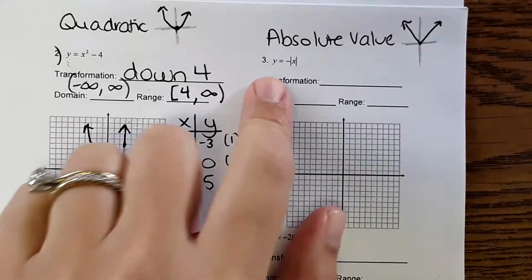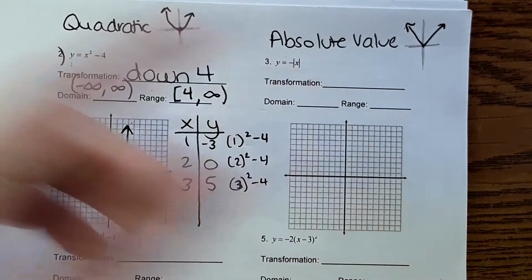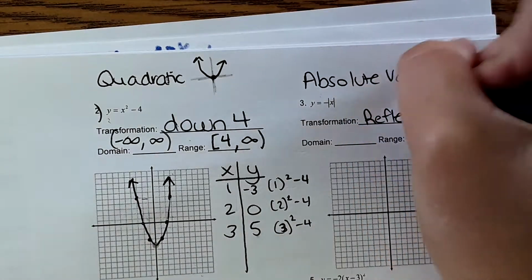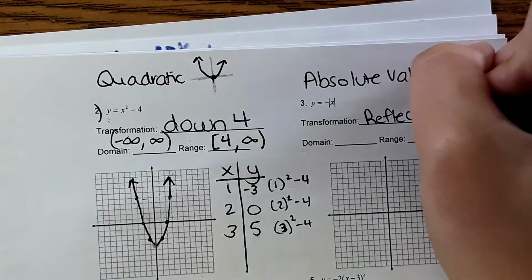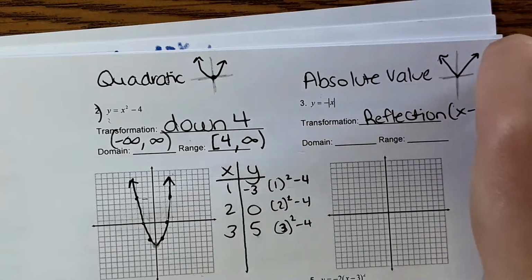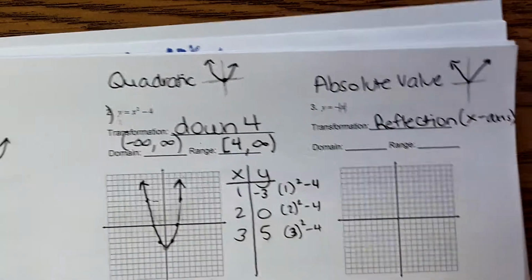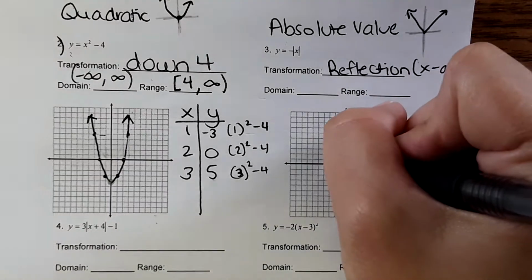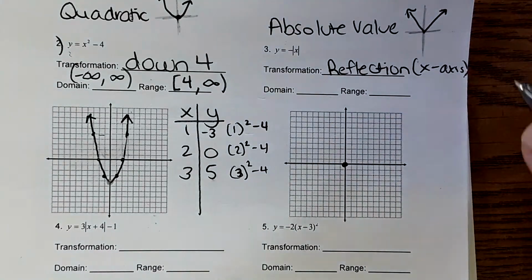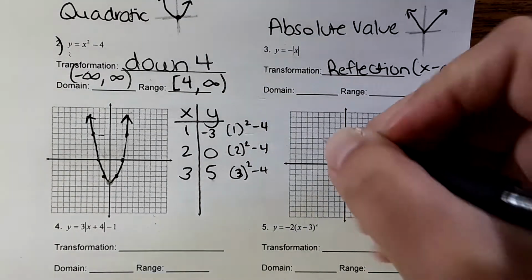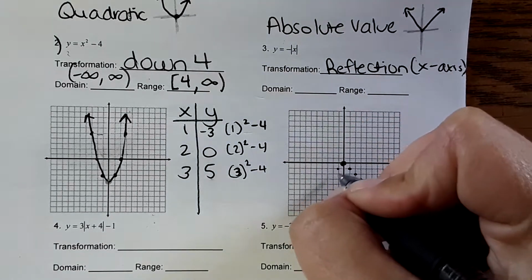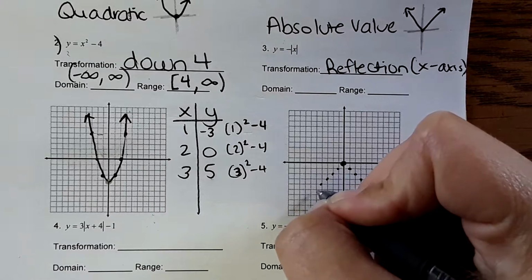So on this one, it has a negative. And looking over here at our rules, when we had the negative out front, reflect across the x-axis. So that's what we're going to do. Reflection, and it reflects across the x-axis. So the center there is still at 0. The only difference, instead of going up 1 over 1, we're going down 1 over 1. And that's because it's -x. Yep. So it's like -1, down 1 over 1.